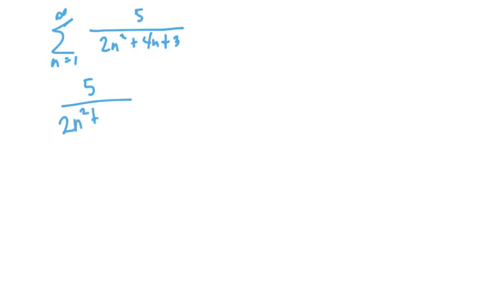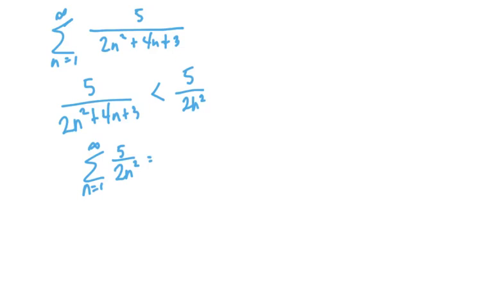So let's look at a problem. Determine if the series from n equals 1 to infinity of 5 over 2n squared plus 4n plus 3 is convergent or divergent. While we do this, let's look at this fraction, and let's compare it with the largest term in the numerator. In this case, there's only 1, and then the denominator is 2n squared. So the first fraction is less than the second fraction. So let's consider the series for the second fraction: n equals 1 to infinity of 5 over 2n squared.